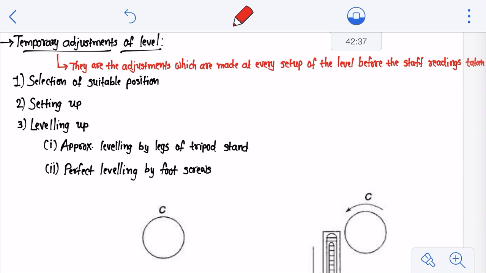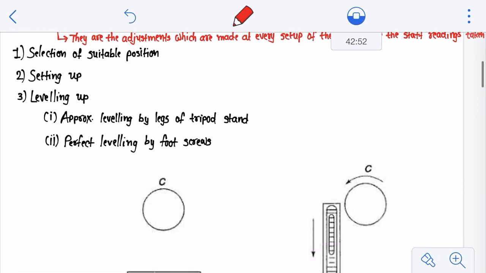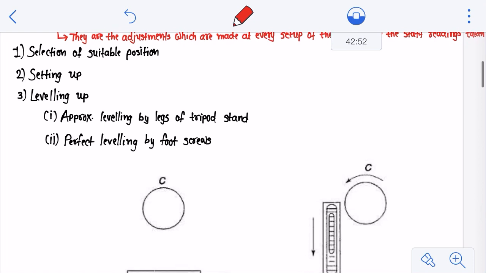So as the temporary adjustments are done at each station, they are also called station adjustments. And the temporary adjustments, as you can see, are three. First one is the selection of a suitable position for setting up the level. Second one is setting up, and the third one is leveling up. And this leveling up is further divided into two other types of adjustments, right?